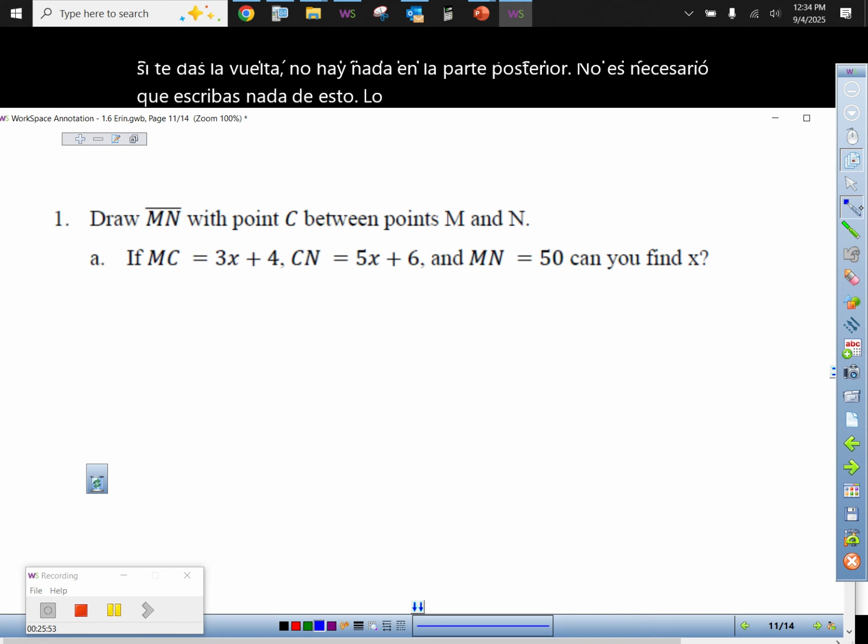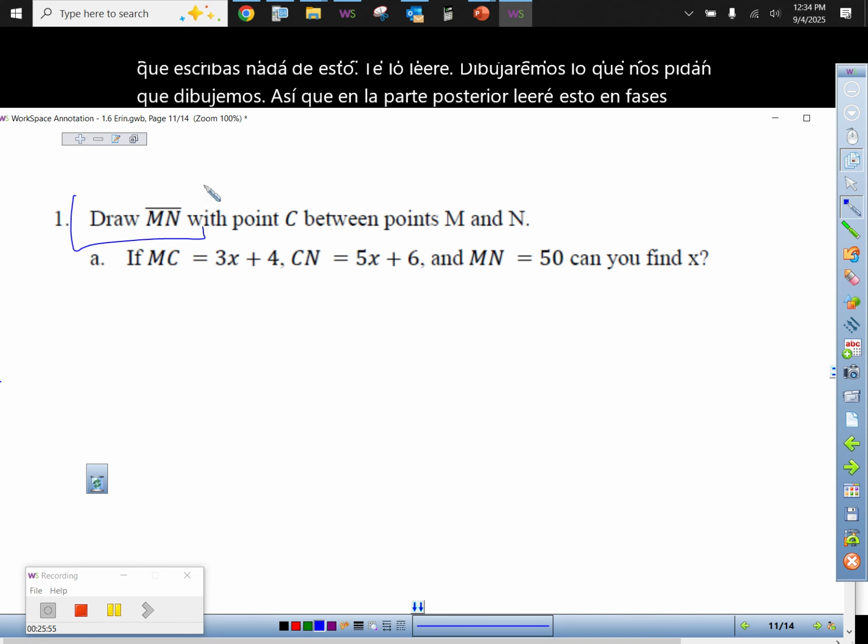Can we draw segment MN? Just do that. Draw segment MN. You can make it big because we use the whole piece of paper. Use a straight edge. We're just doing this on the back side as a bonus question. Draw segment MN. Cool. I'll do it with you.